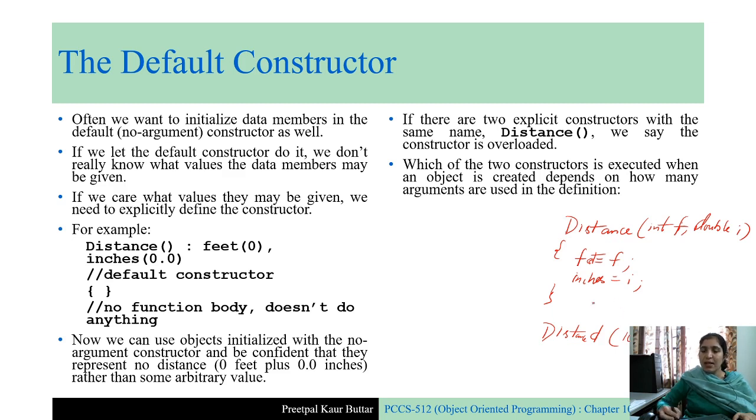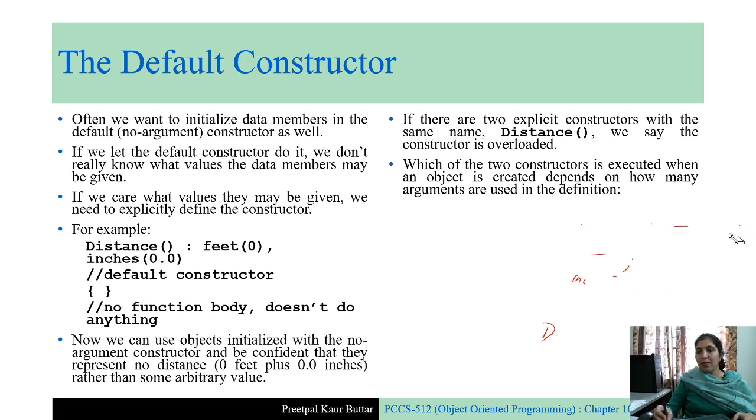then instead of the default constructor, this constructor will be called, because here we have two arguments. The matching constructor will be called, and these arguments will be copied into the formal parameters int f and i, which will then be used to initialize the feet and inches data members of the class distance. When you have two or more constructors of the same name, but their parameter lists are different, then we say that the constructors are overloaded.